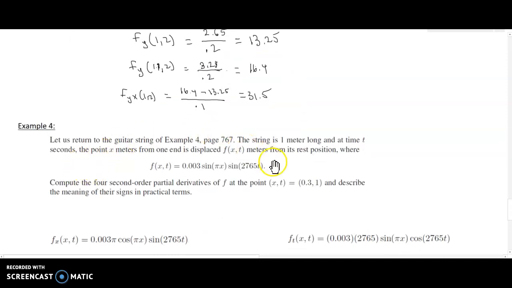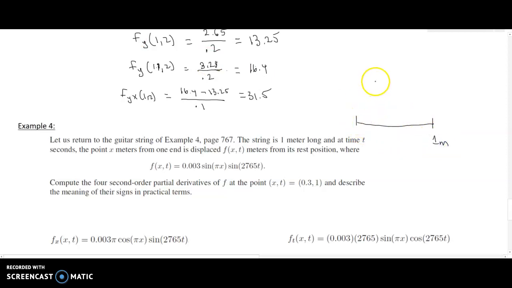So this is an example that looks at a string, like a guitar string, and the string is 1 meter long, and at time t seconds, the point x meters from one end is displaced f(x, t) meters from its rest position. So here we have a 1 meter long string, right? A string that's 1 meter long.